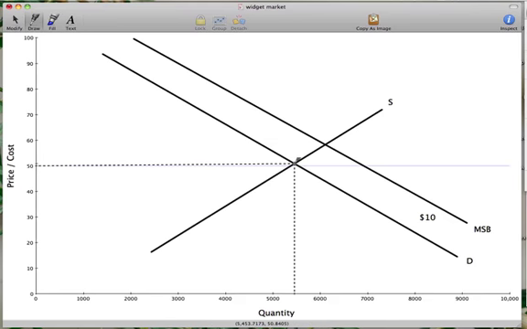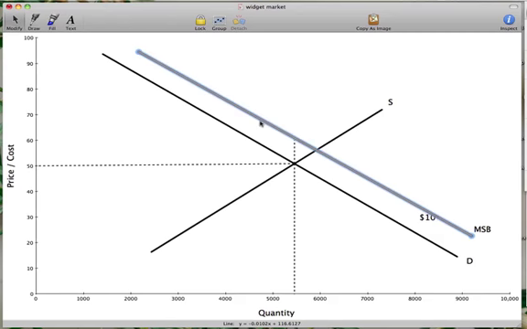So at 5,500 units, if we go up $10, that is where the marginal social benefit curve is located. So here at 3,000 units, we can see the demand curve is shifted up by $10. Here at 8,000 units, the demand curve is shifted up by $10. At 5,500 units, the demand curve is up $10. That's the external benefit. How do we get people to internalize that external benefit?